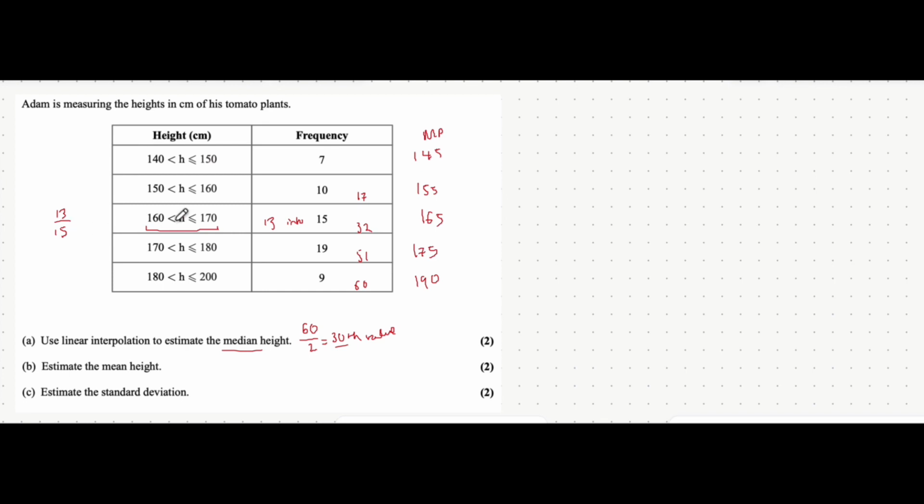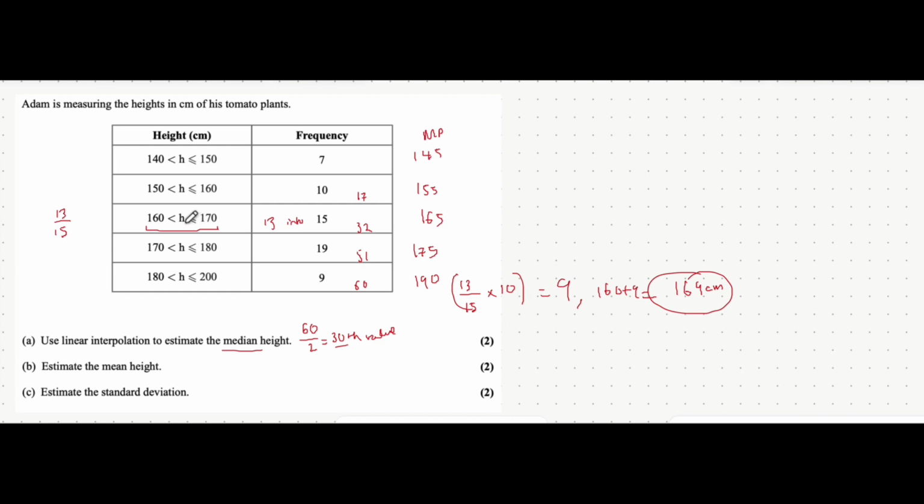How do we find 13 fifteenths of this interval? Well, what you do is you take how far it goes into the interval, you multiply it by the length of the interval, so 160 and 170, that's an interval width of 10. That tells you how far it goes into the interval. So I believe that's a value of 9. Now that we know how far it goes into the interval, we add it onto the start of the interval, which is 160. So 160 plus that 9 tells you 169 centimeters. That means that the median value is roughly 169 centimeters.